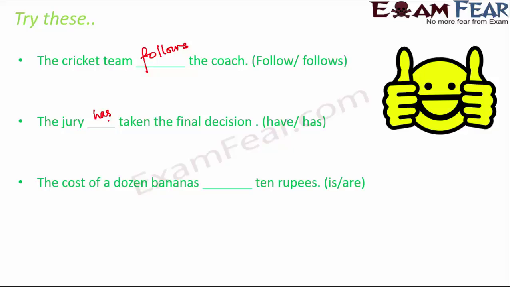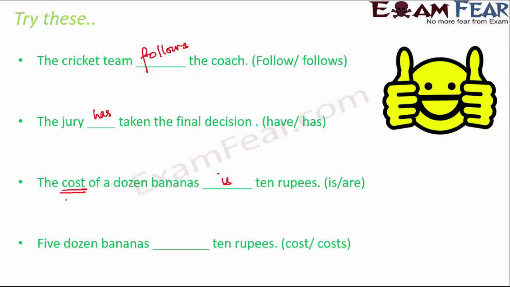Third, the cost of a dozen bananas dash 10 rupees. So here, even though you have a dozen bananas, the main subject or the proper subject of this sentence is cost, because we are talking about the cost here. We are not talking about the dozen bananas. So the cost of a dozen bananas is 10 rupees. So the cost of 100 bananas is 10 rupees. So it doesn't matter whether we are talking about 100 bananas or 1000 bananas. We are talking about cost in this sentence. Therefore, the verb has to be in agreement with the cost.